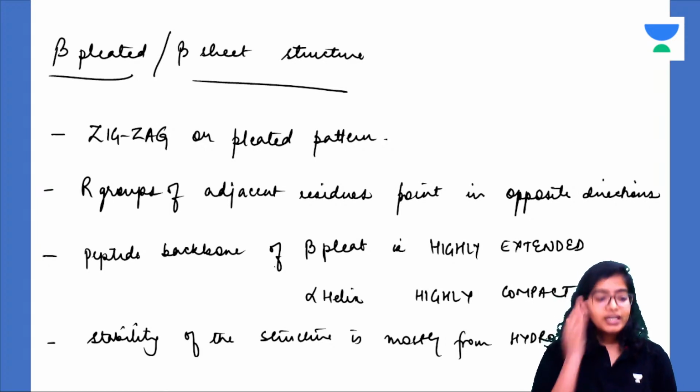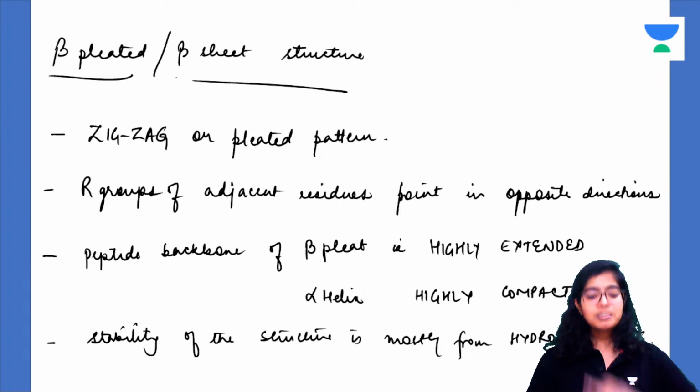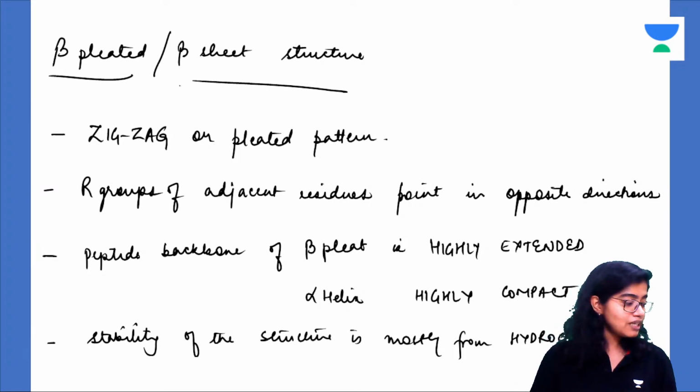Okay. Next is the beta pleated structure. Why beta? Because it is the second structure to be discovered. The first one to be discovered was termed alpha. Now the second one to be discovered is termed beta. Why pleated? Because it appears as pleats. You see the pleats of the sari, the pleats of the sari that women wear. Similarly, this is a pleat or a sheet-like structure.